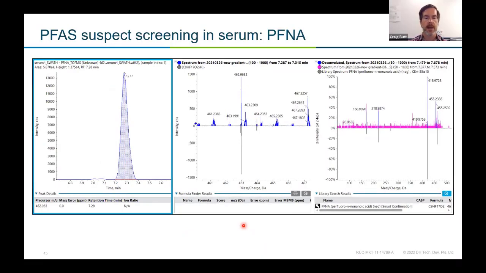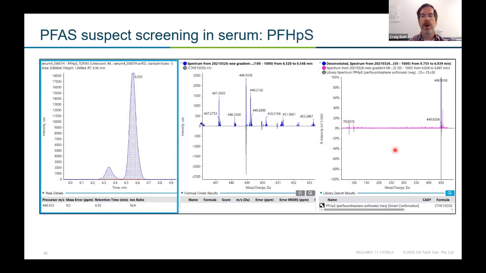Here's another example to show you, for the C9 carboxylic acid, the PFNA. We've got, again, a nice strong peak. In this case, a really good mass error, the isotope pattern, and then the MS-MS match here. So even at a low intensity, we're getting a good match of the fragmentation pattern.